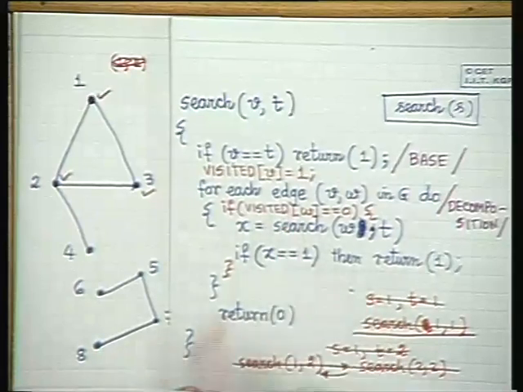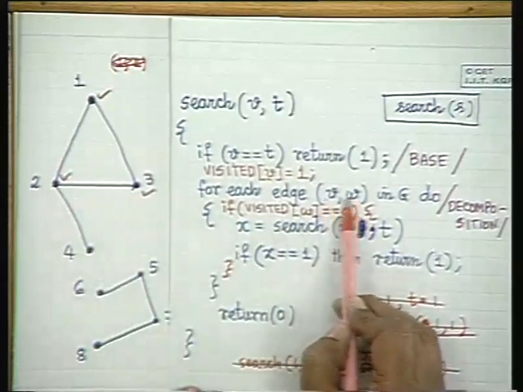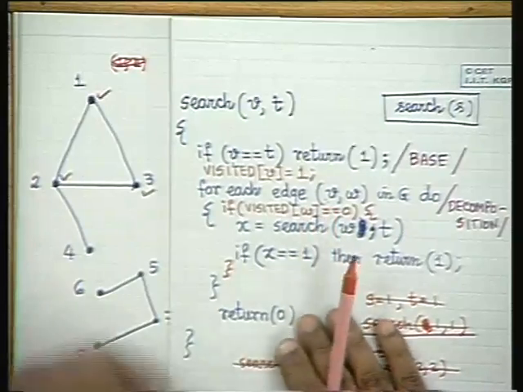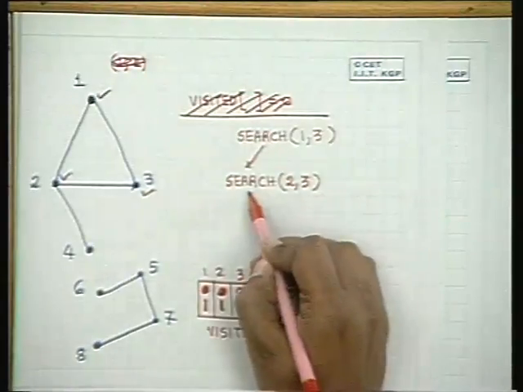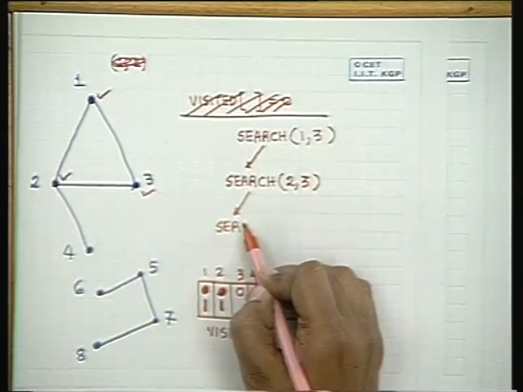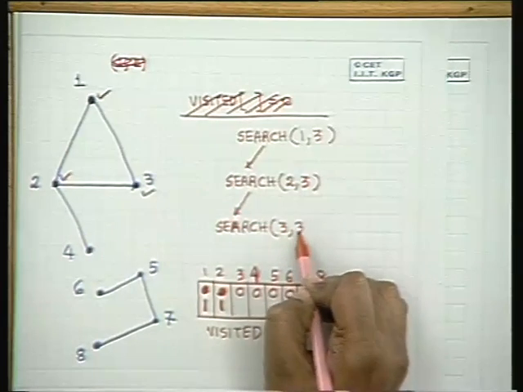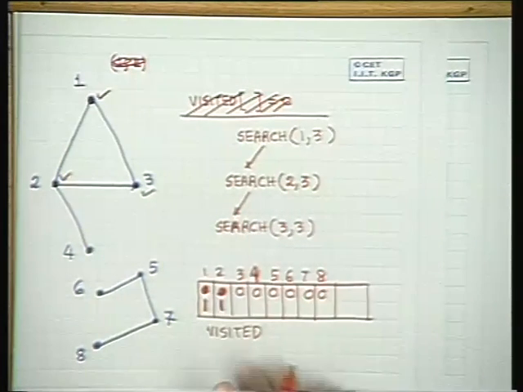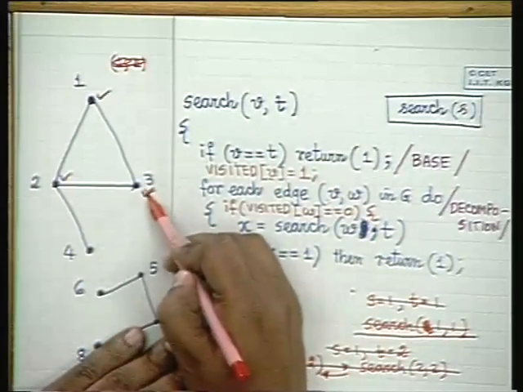So I have made this visit. So now I check for 2, 3. Is visited 3 equal to 0? Visited 3 is 0. So I call search 3, 3. Once I call search 3, 3, and then I come here and I finish. I have obtained my goal.